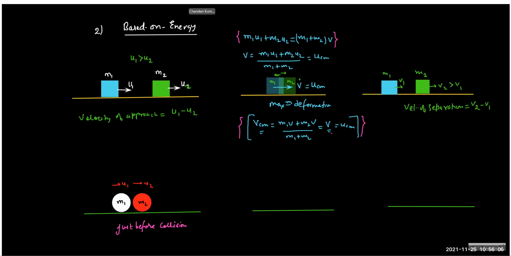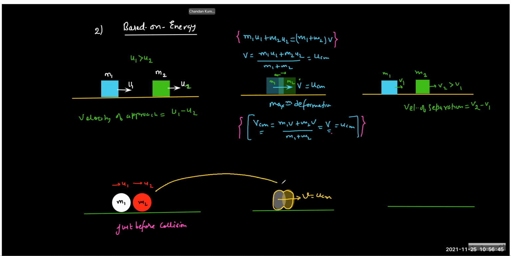And then next is the maximum deformed state. So they are deformed after collision. And at this state, they will move with a common velocity, which is equal to UCM, as discussed above. And when they hit, the impulse on M1 will be left and on M2 will be right.